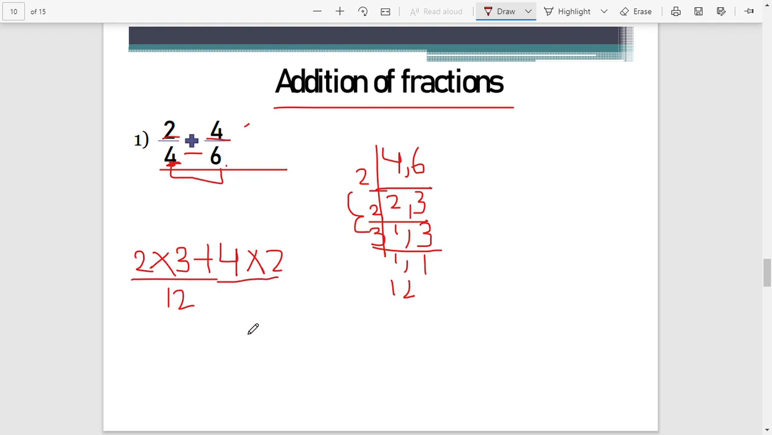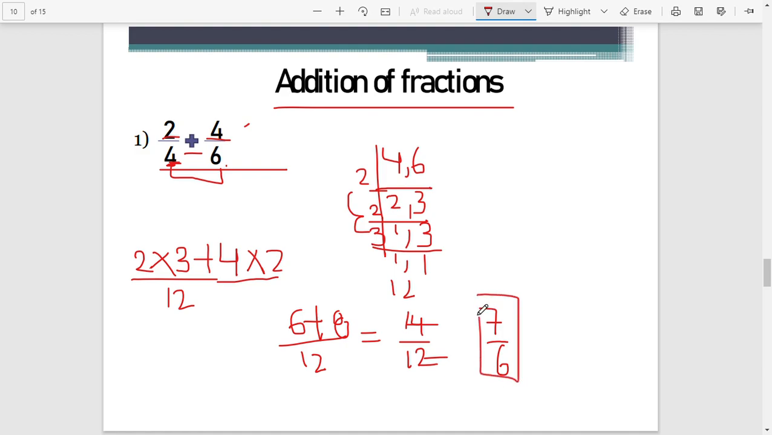Now we will solve it. 3 2s are 6, 4 2s are 8 upon 12. 6 plus 8 is equal to 14 upon 12, the denominator we write as it is. If we reduce it to the lowest form, it will come 7 upon 6. So 7 upon 6 is the right answer of this addition. So this is how we do addition.